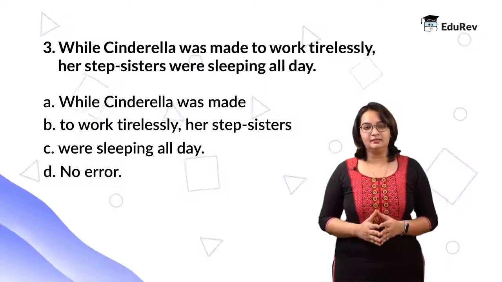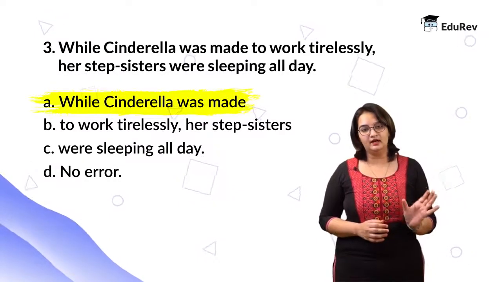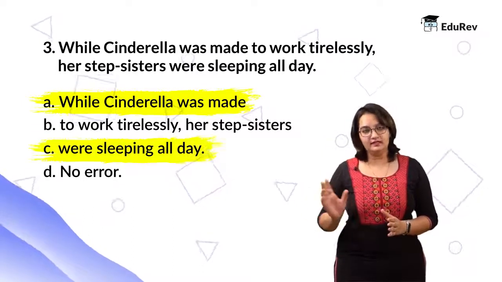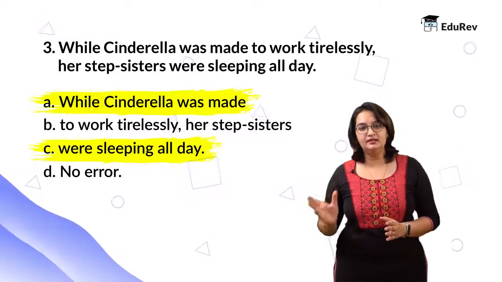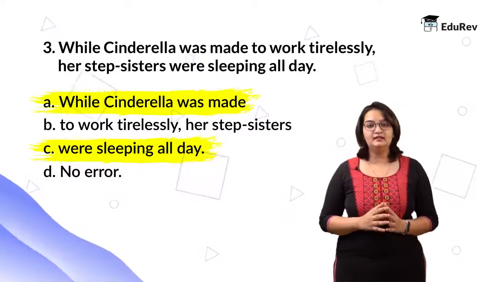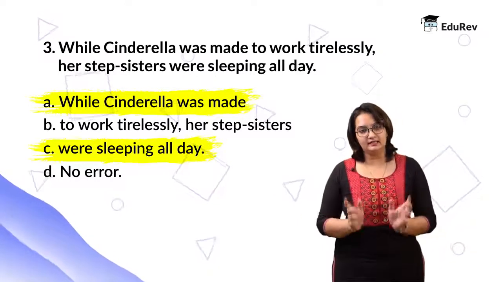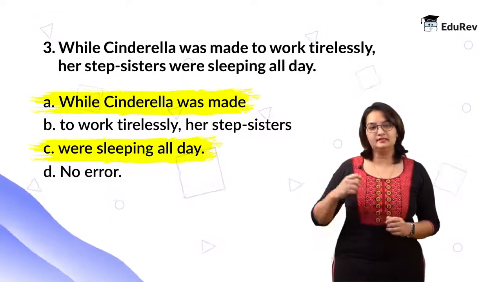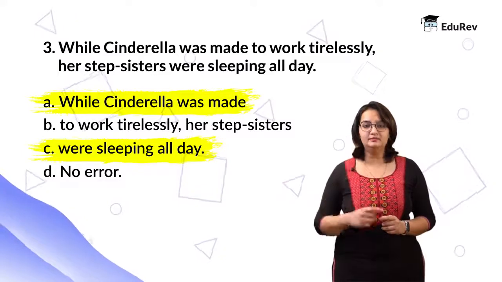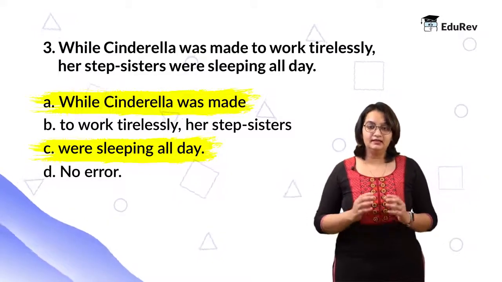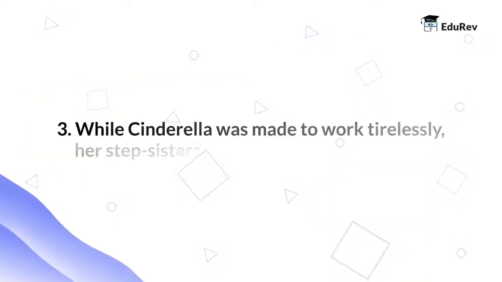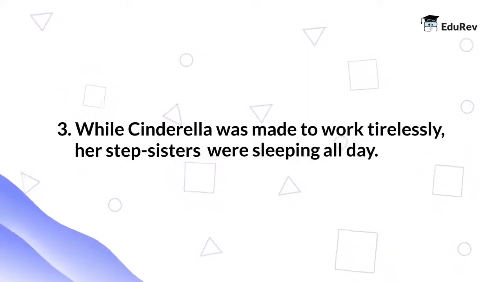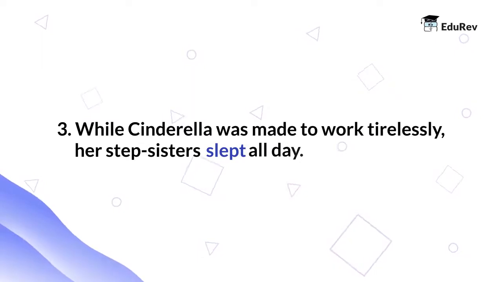Here, in this statement, we see that the first part is in past tense, while the C part of the statement is in past continuous tense. So here, we can see a clash within the sentence itself. So, to resolve this particular clash, we will replace the past continuous tense with simple past tense. So, the correct statement will be, while Cinderella was made to work tirelessly, her stepsisters slept all day.